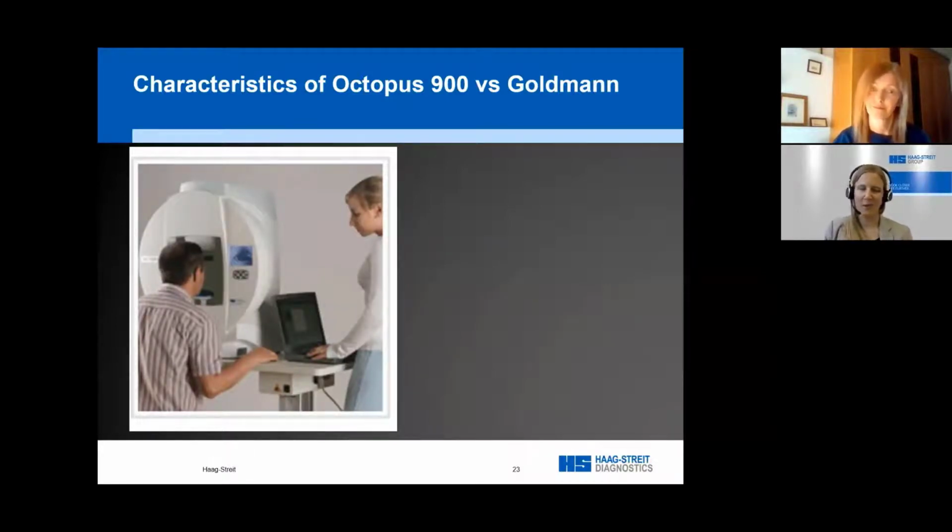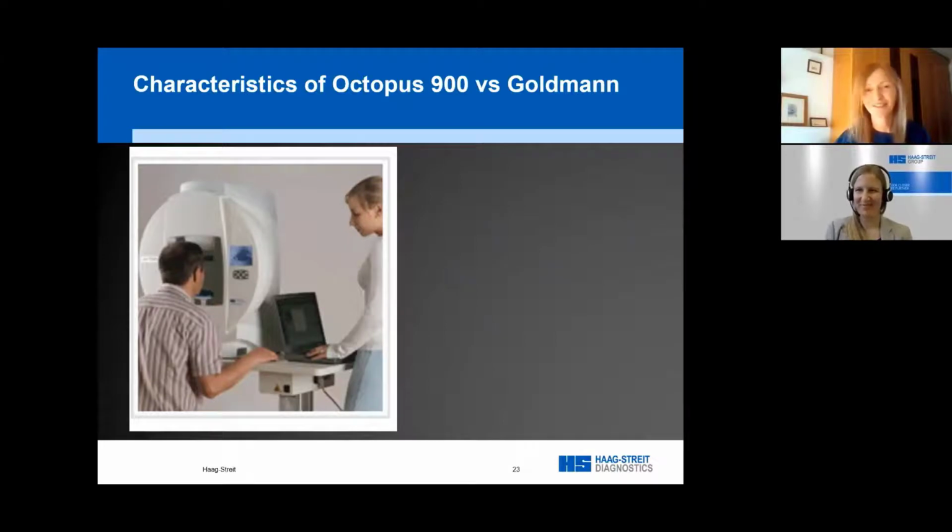Getting back to the manual Goldmann and why people love it so much, I often hear the argument that there's so much personal interaction, and then I get this automated device and that's kind of gone. How do you feel about that?